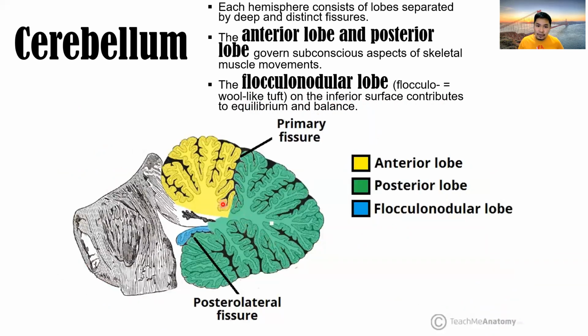Just another view: anterior, posterior, and you have your flocculonodular lobe here, separated by your posterolateral fissure from the posterior lobe, and the primary fissure separating the anterior from the posterior lobe.